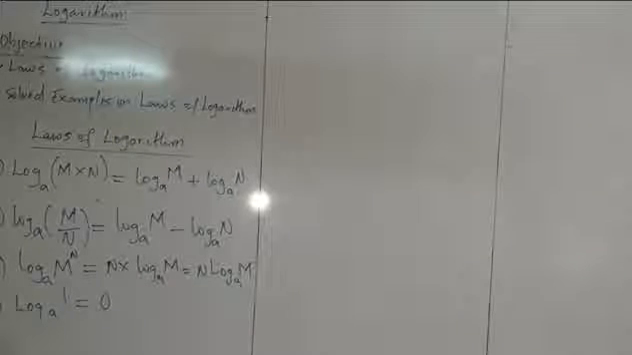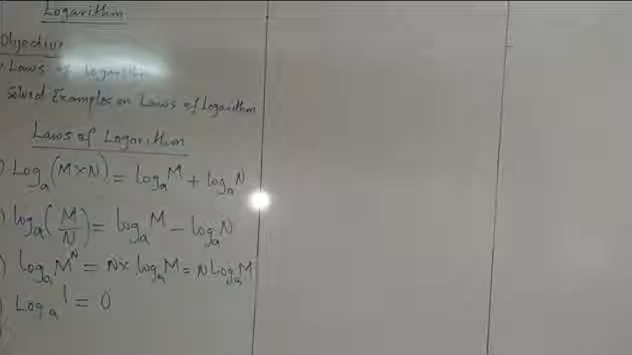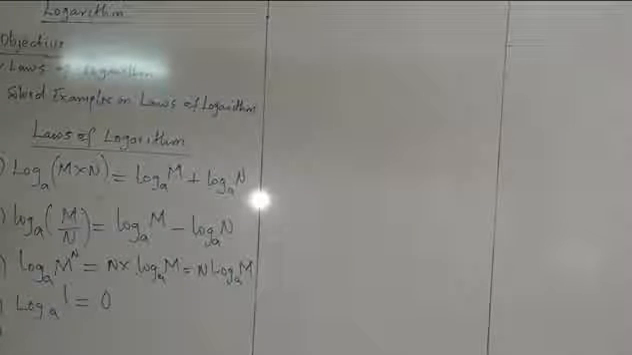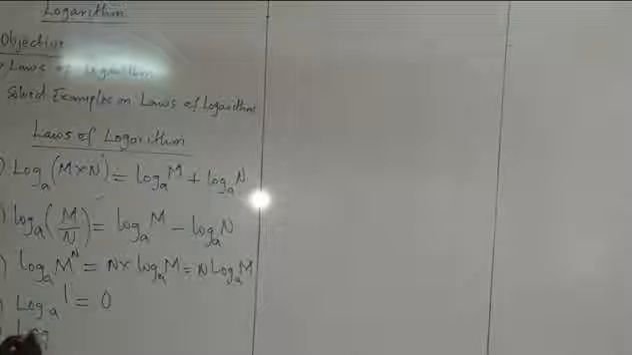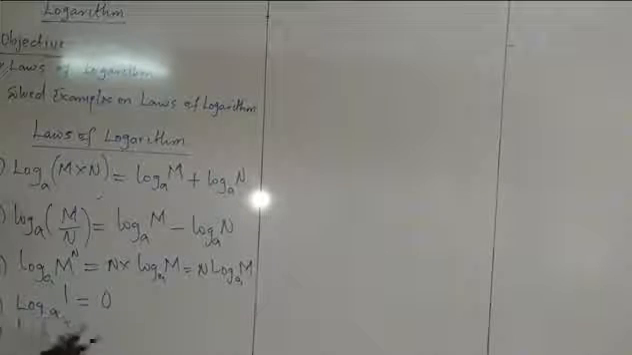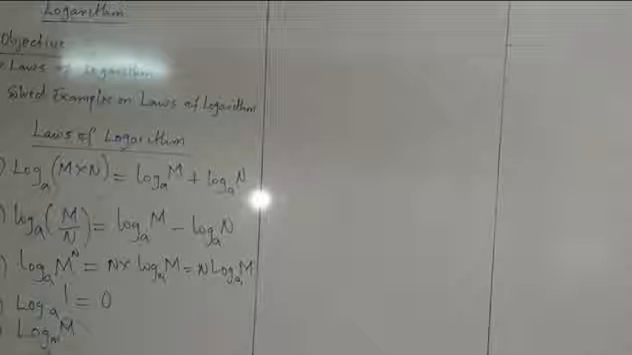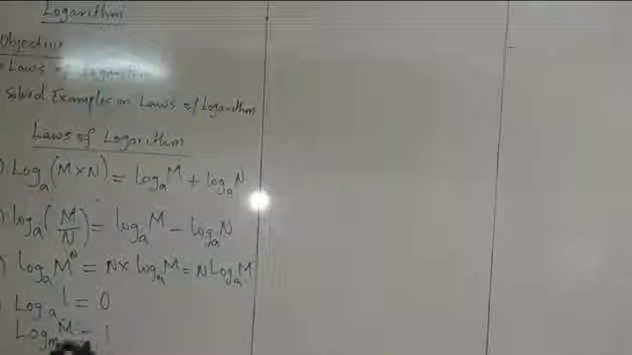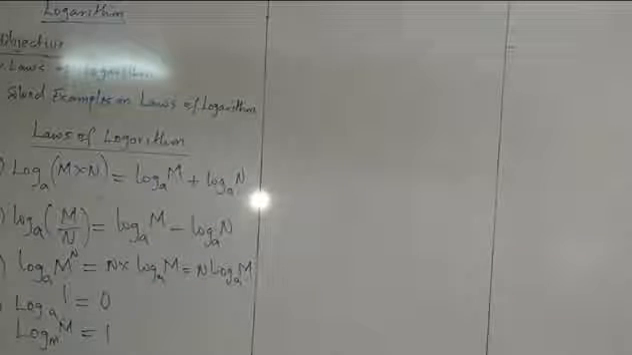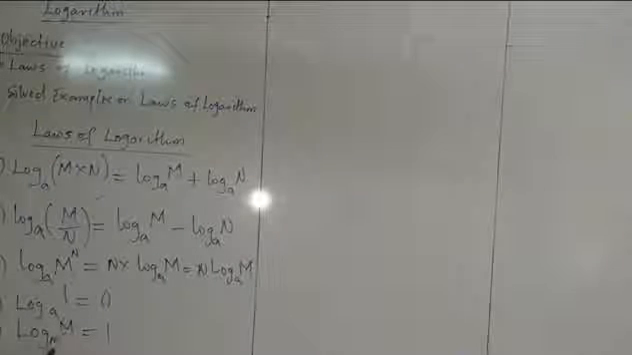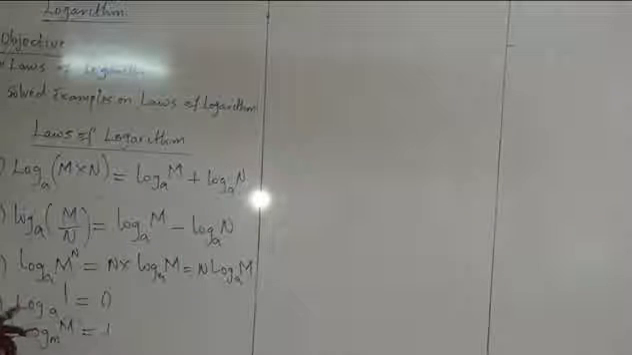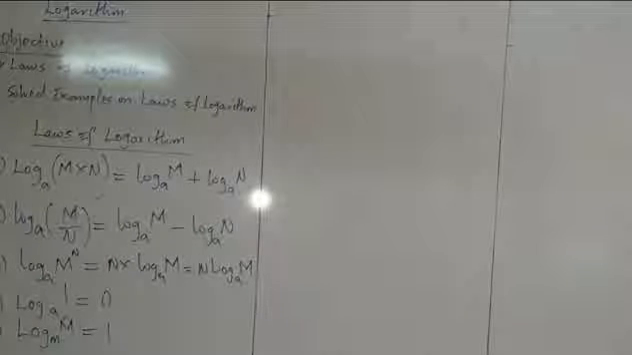Then the next one is number 5. So log a base a, or you can say log m base m. So once the number and the base are the same, we have 1. We call it unit law. So unit law in the sense that the answer is what? 1. So it means when you have log 100 base 100, the answer will be 1. Log 1 million base 1 million, the answer will be 1. So once the number and the base are the same, the log will be 1.